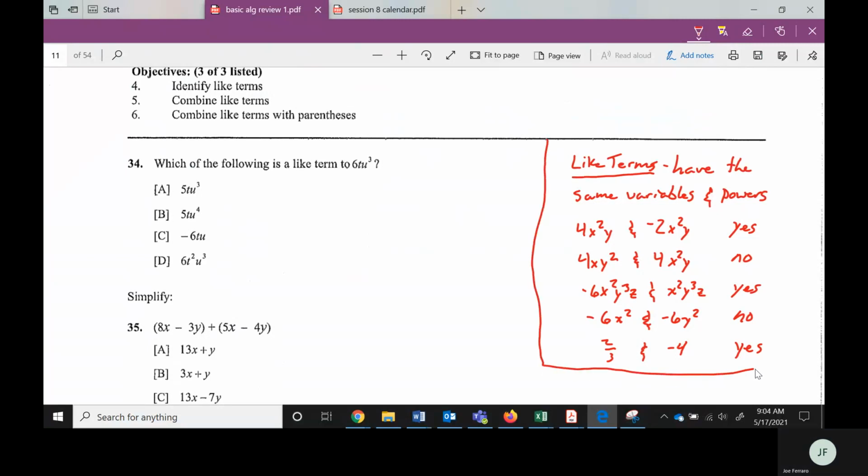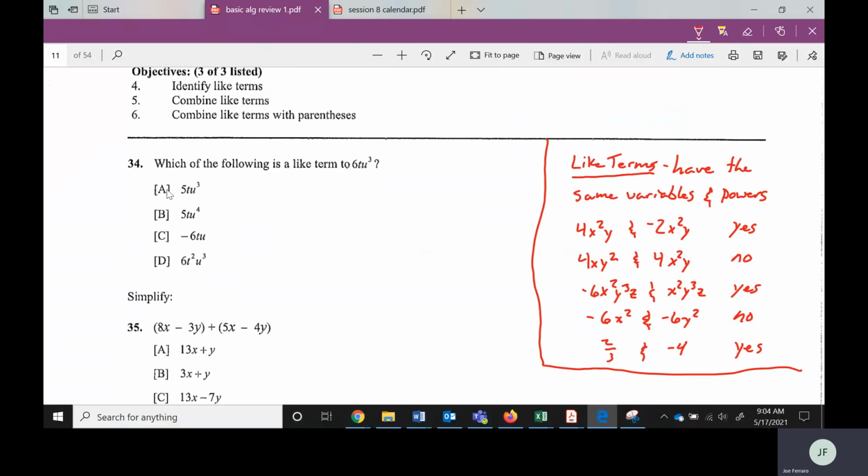Okay. So that's just kind of the only notes that we have. Now we'll just do some examples. We're going to kind of go out of order again because I'm going to do all the one type first, and then we'll go back and do the other objectives after. So the first problems we're going to be looking at are just identifying like terms.